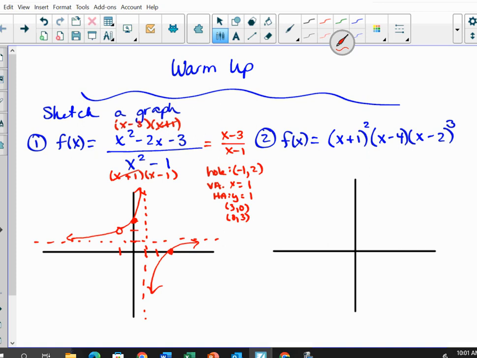All right, second one. You've got x-intercepts at -1, 2. All right, guys, a little less chatting, more paying attention.